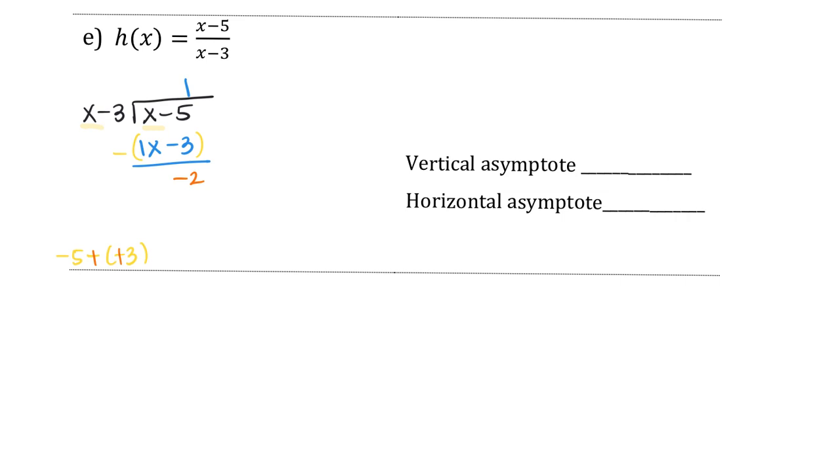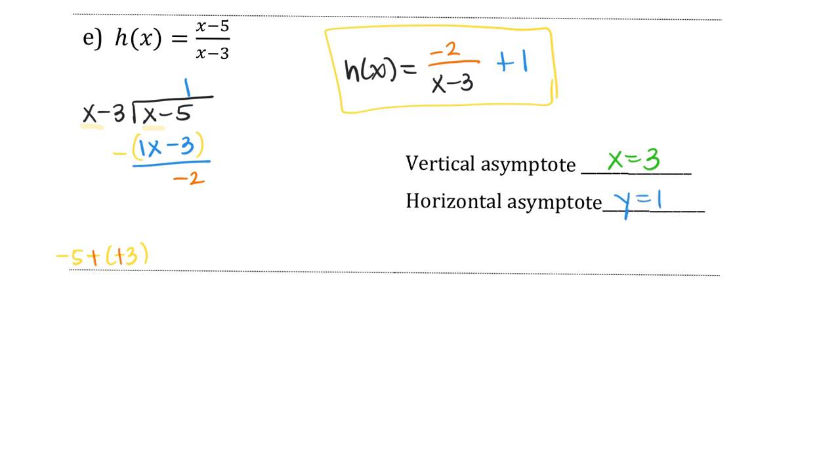Okay, so let me rewrite this. This function is h of x. Remainder, negative 2 over x minus 3, and then when I divided, I got 1. Okay, that's the format. And my vertical asymptote is x equals positive 3. My horizontal asymptote is y equals positive 1.